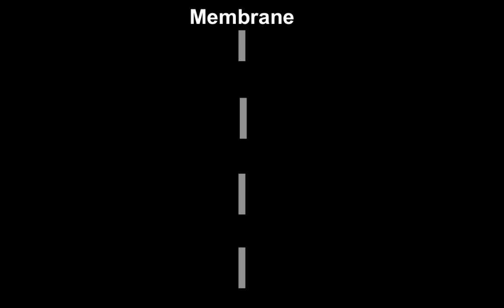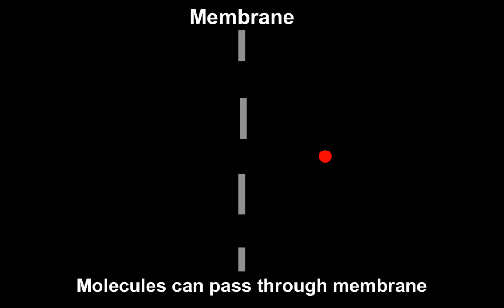Now, diffusion can actually happen across the membrane as well. It's not just osmosis. But here's the key difference. In this case, the molecule that I'm looking at is actually able to pass through the membrane. So if the molecule can't pass through the membrane, then we're going to be talking about osmosis, and the water is going to be moving. But if the molecules can pass through, then we're going to be talking about diffusion.